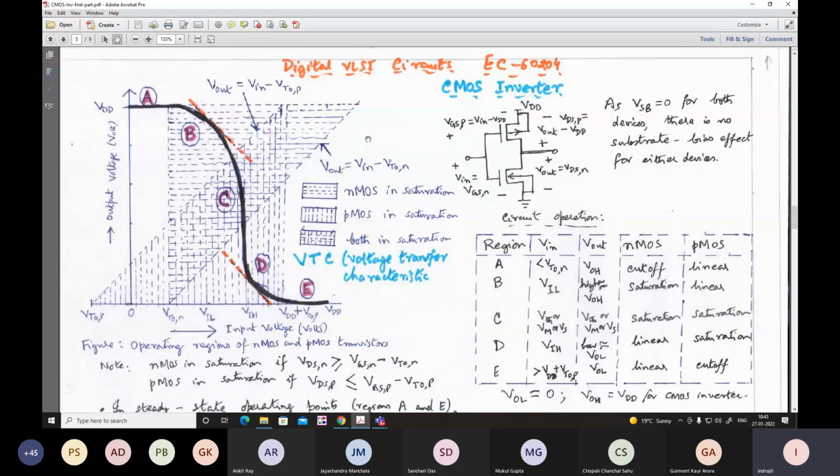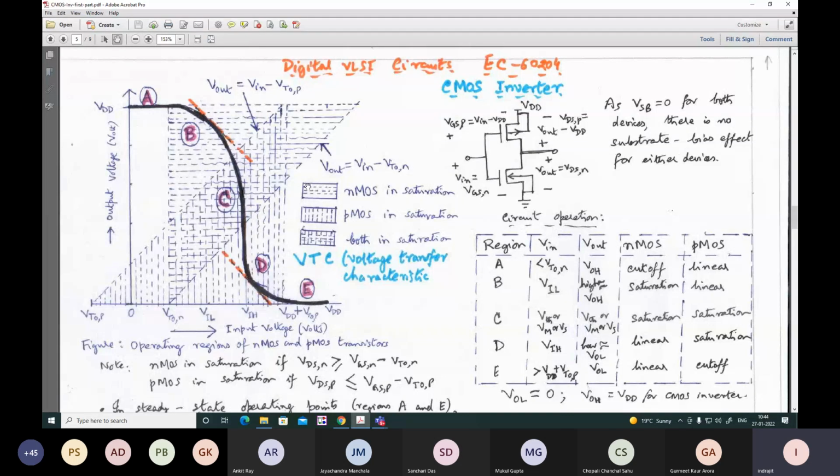That means if you draw this unity slope straight line, it intersects the horizontal voltage axis at this point. With Vin equal to 0, obviously Vout equals minus VTON. That means if you extrapolate this, it will cut the vertical axis at minus VTON. So any operating point that lies above this straight line conforms to the case when the NMOS transistor is in saturation. That's why we are giving this notation.